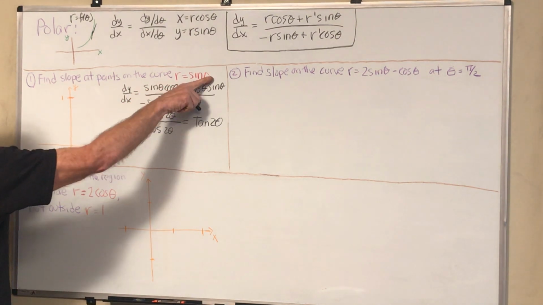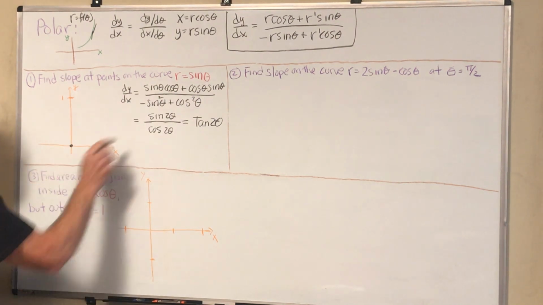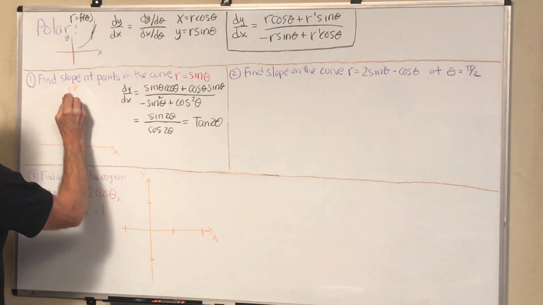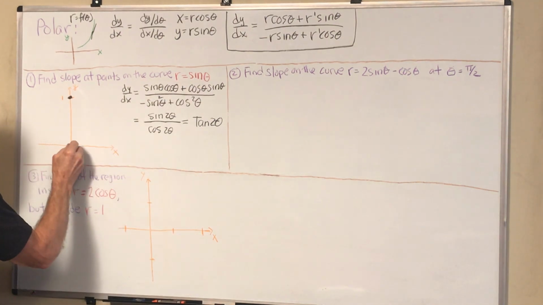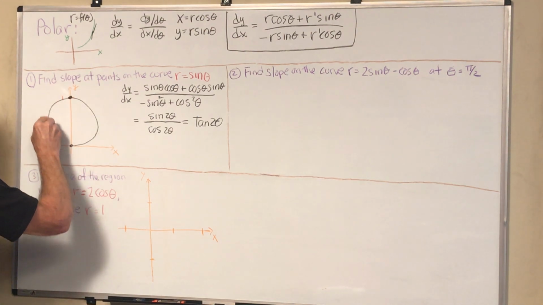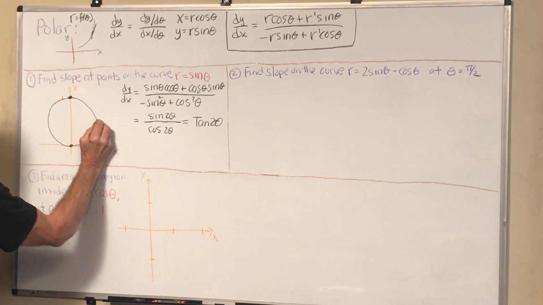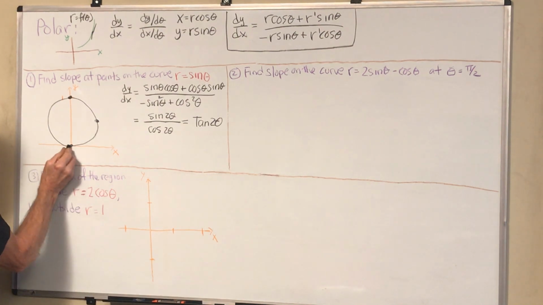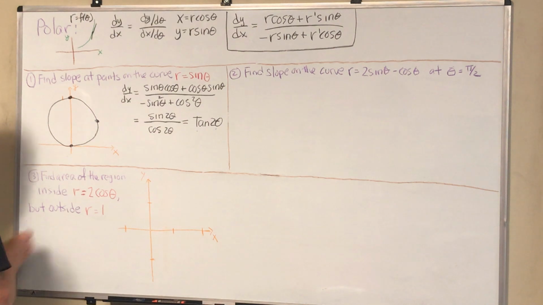Well, if you remember, we've done the sine of theta. When theta is 0, you get r is 0. When theta is pi over 2, you get r is 1. And when theta is pi, you get back to 0. And we have the circle. So, what are some angles that we could do? Well, there's the angle 0. You get 0, 0. And the slope is the tangent of 0, which is 0, which makes sense.